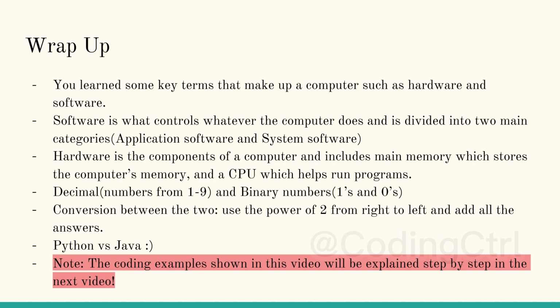You also learned more about decimal numbers, which are from 1 to 9, and binary numbers, which are ones and zeros. You also learned a little bit about converting between the two numbers and learned that you have to use the power of 2 from right to left and add up all the numbers in order to get your final answer. I also gave a brief introduction on Python and Java, including some coding examples.